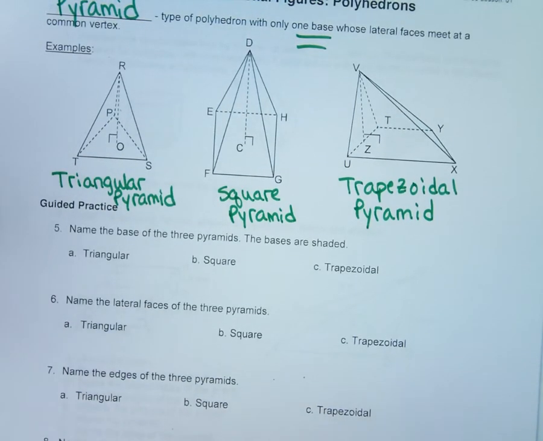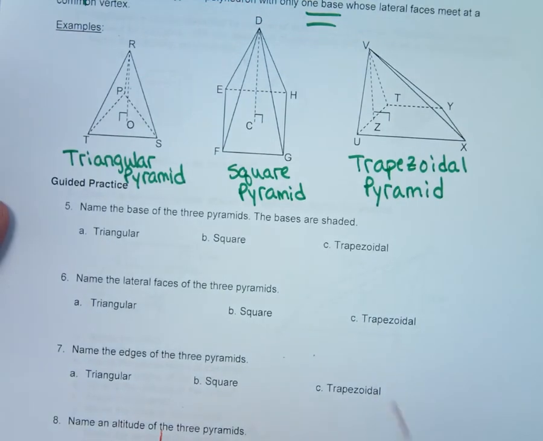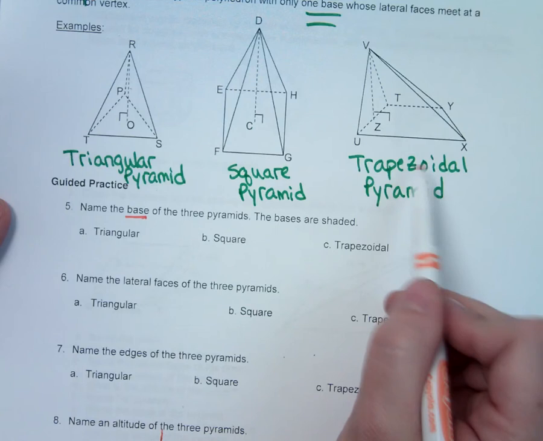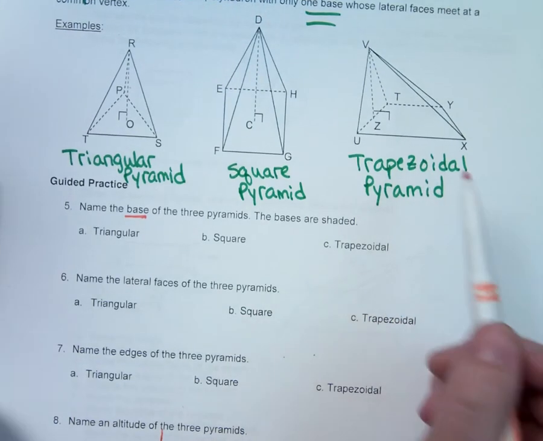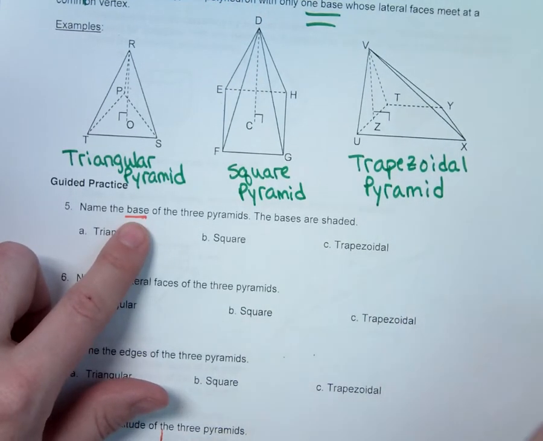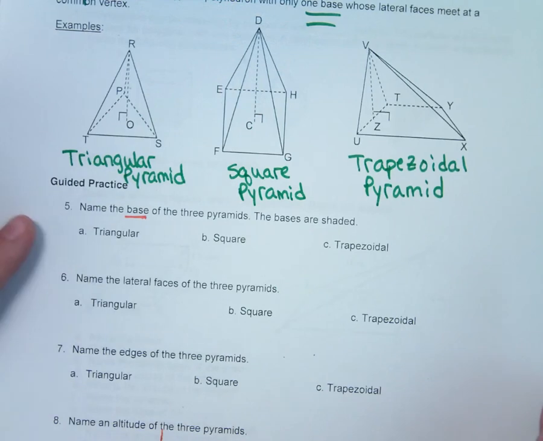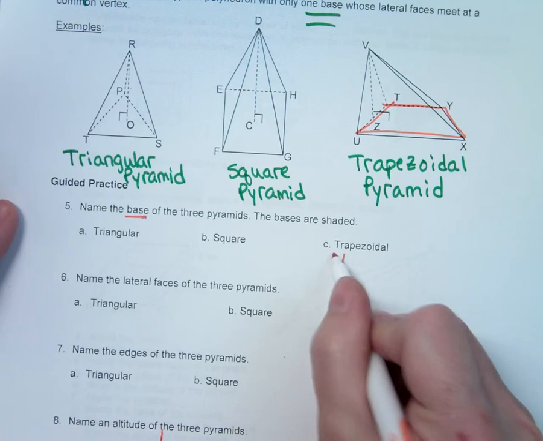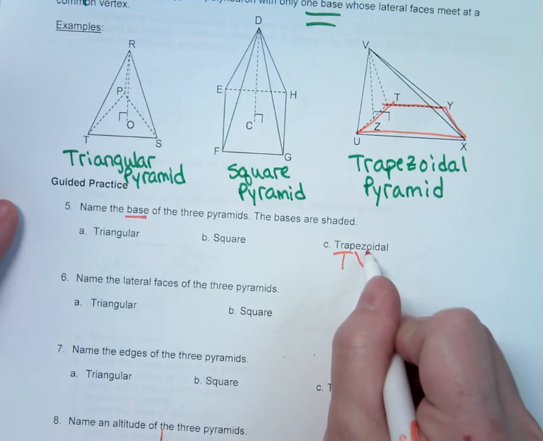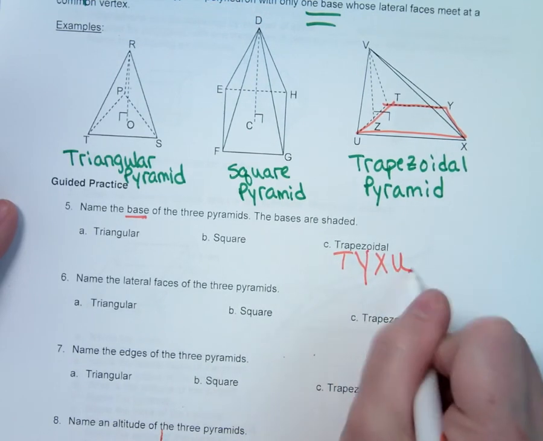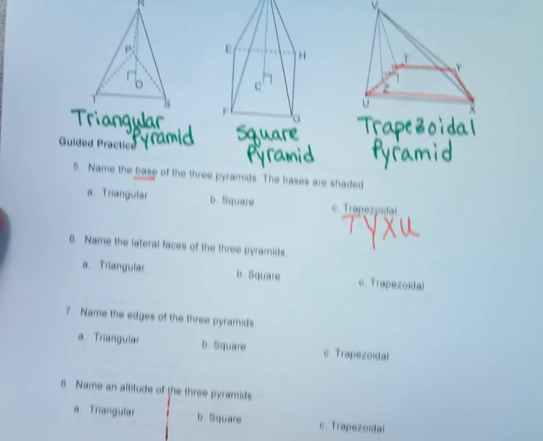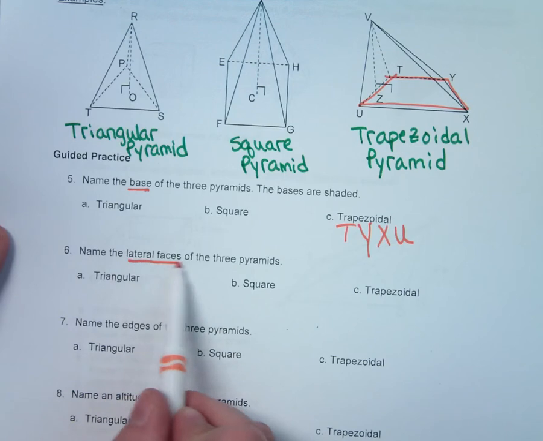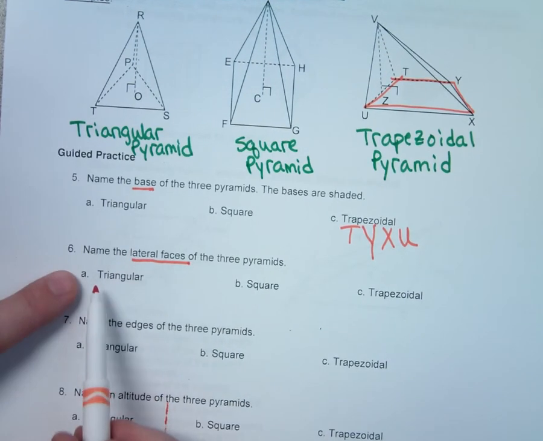Okay, I don't want to do all of these, but I'm going to do a few of them. So, let's name the base to the trapezoidal pyramid. Without me coloring it, can someone tell me the base for the trapezoidal pyramid? TYXU. That would be the base. Okay, let's name the lateral faces to the triangular pyramid.